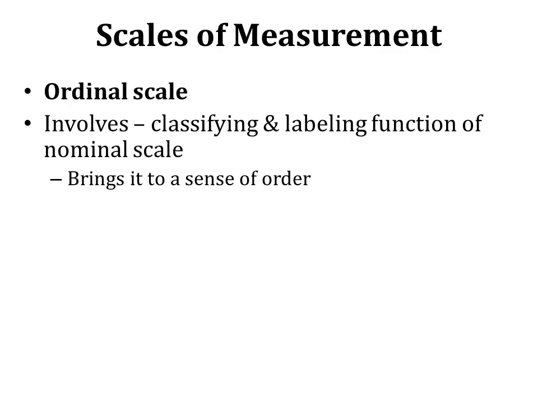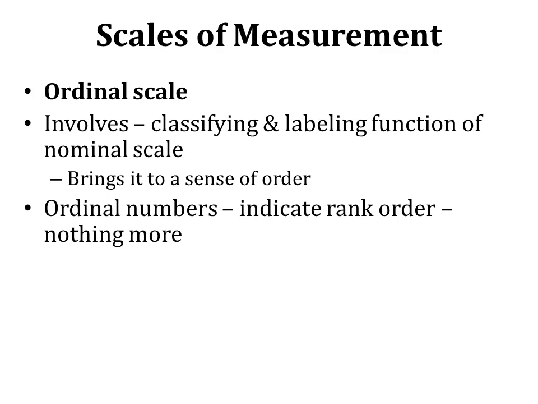So the next one is the ordinal scale. Ordinal scale involves the classifying and labeling function of the nominal scale, which means that it puts individuals into different categories. But one thing which is additional is that it brings a sense of order. So in the previous scale, the order wasn't important, you can arrange them in any order, but here the order is important.